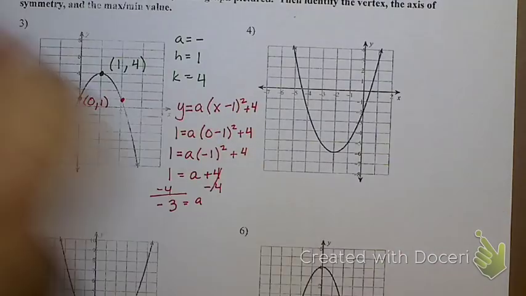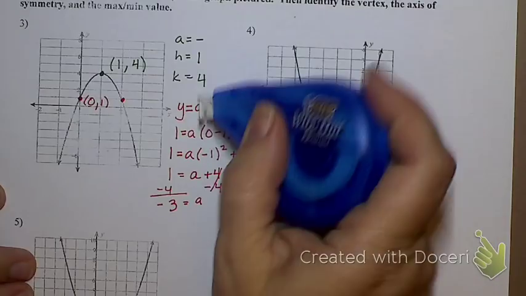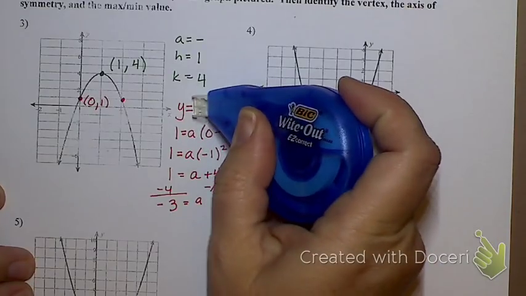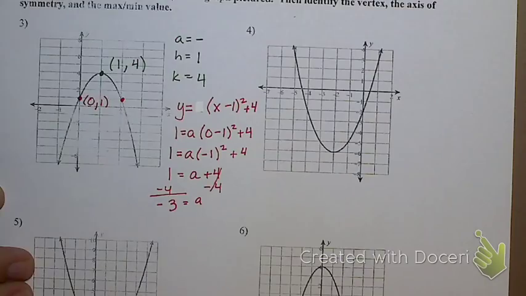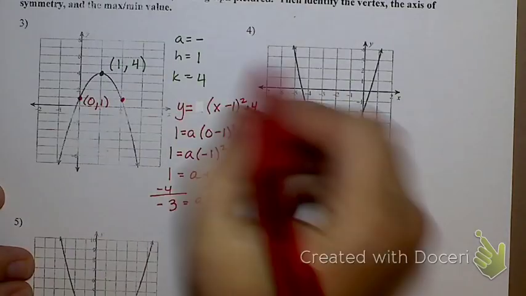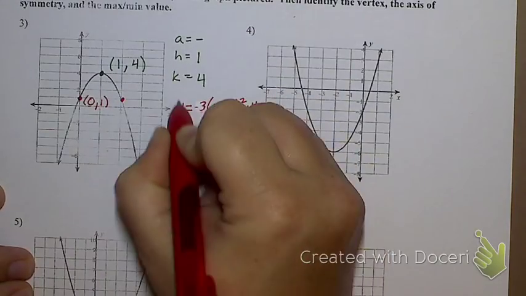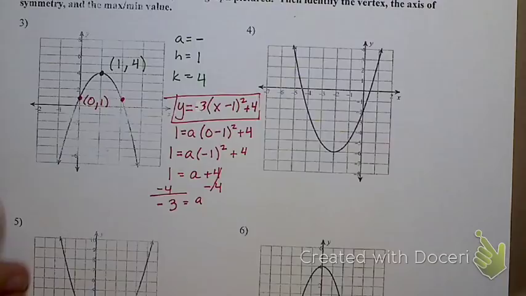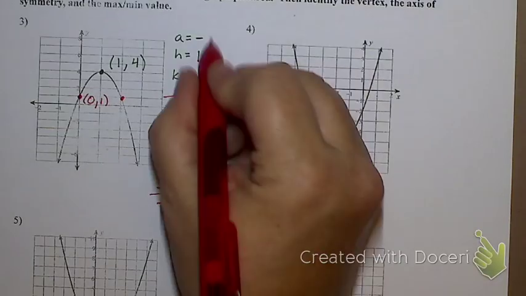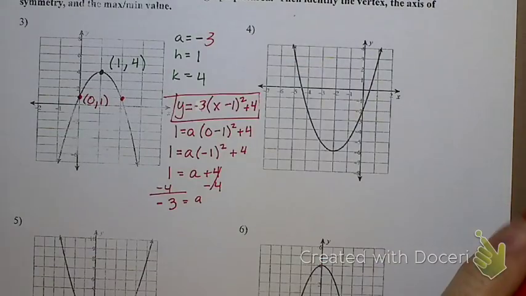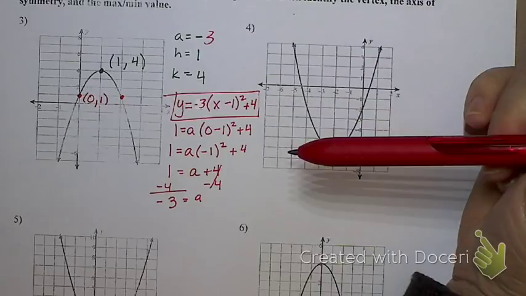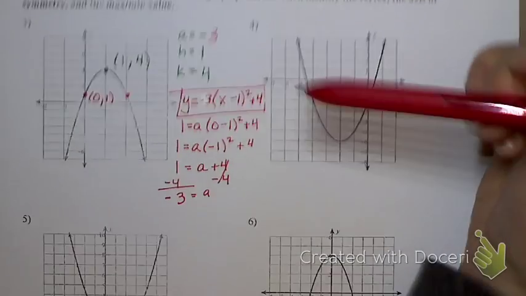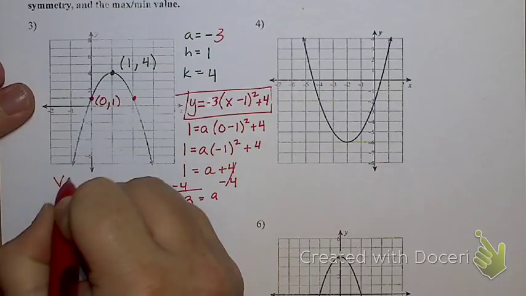So I come back up here, erase the letter A, and replace it with what? Negative 3. And there's my equation. But we're not done yet. A is negative 3. Did I need to know before? Identify the vertex. Oh, yeah. Sorry, I do need to identify the vertex.